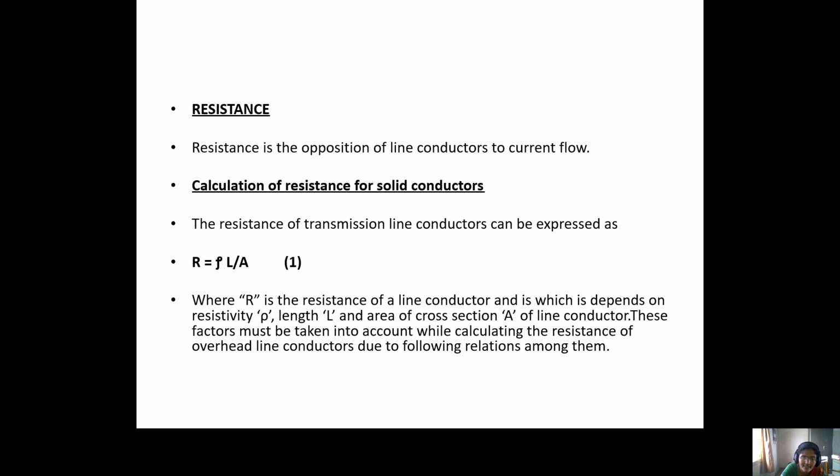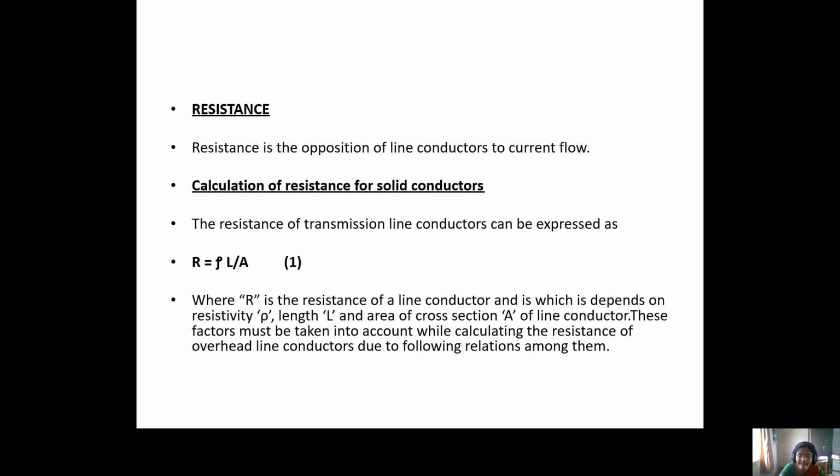The resistance of the transmission line can be expressed as R equal to rho L by A. What is the formula? R equal to rho L by A. Here rho is the resistivity of the transmission line, L means length and A means area of cross section of the wire. R is the resistance of the line conductor, which depends upon resistivity, length and area of cross section of the line conductor.